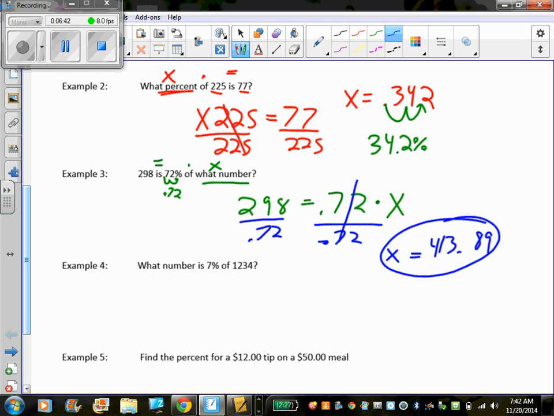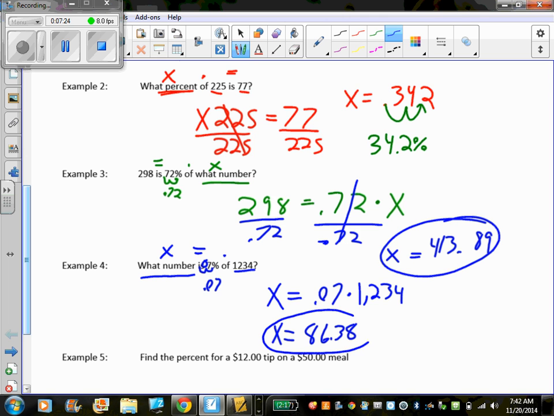Okay, example 4. What number is 7% of 1,234? What number means x. Is equals. 7% we need to turn into a decimal. 1, 2. We have a 0 there. So that's going to be 0.07. Of means times, and that's going to stay the same. So x equals 0.07 times 1,234. So we type that into the calculator, 0.07 times 1,234, and we get then that x equals 86.38, and that's 7% of 1,234.